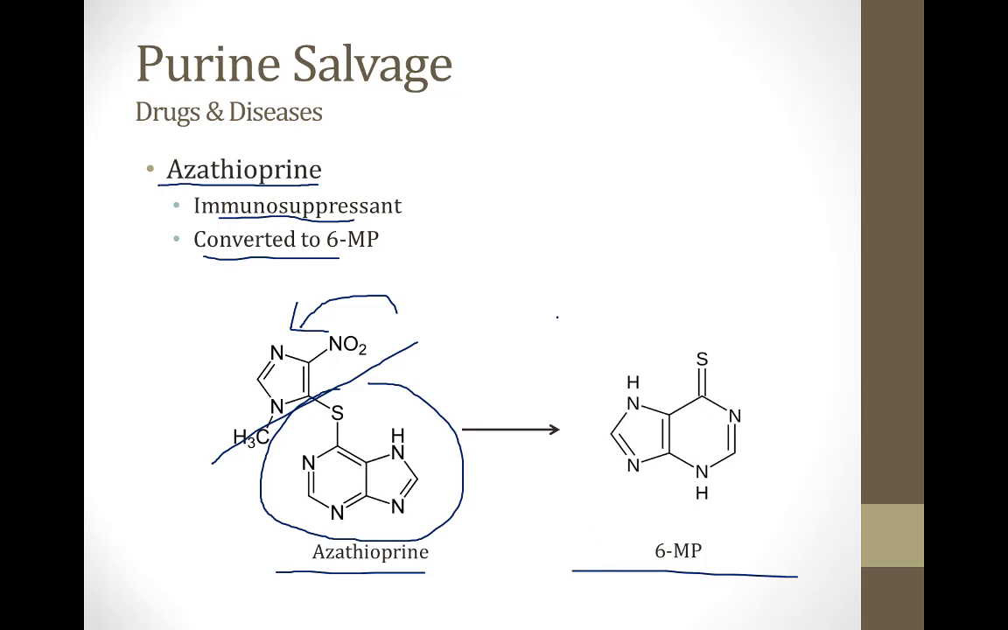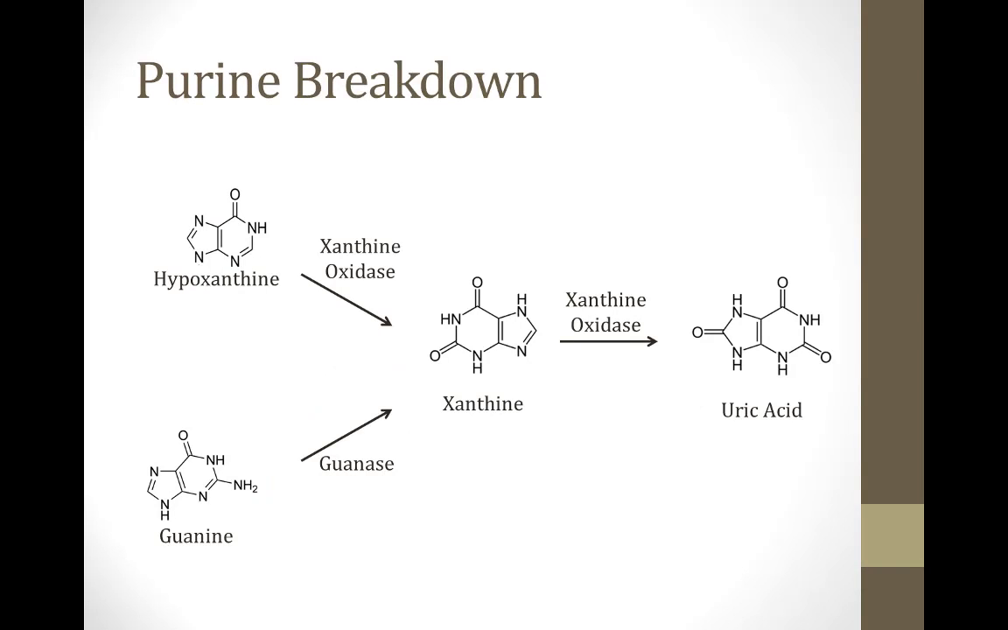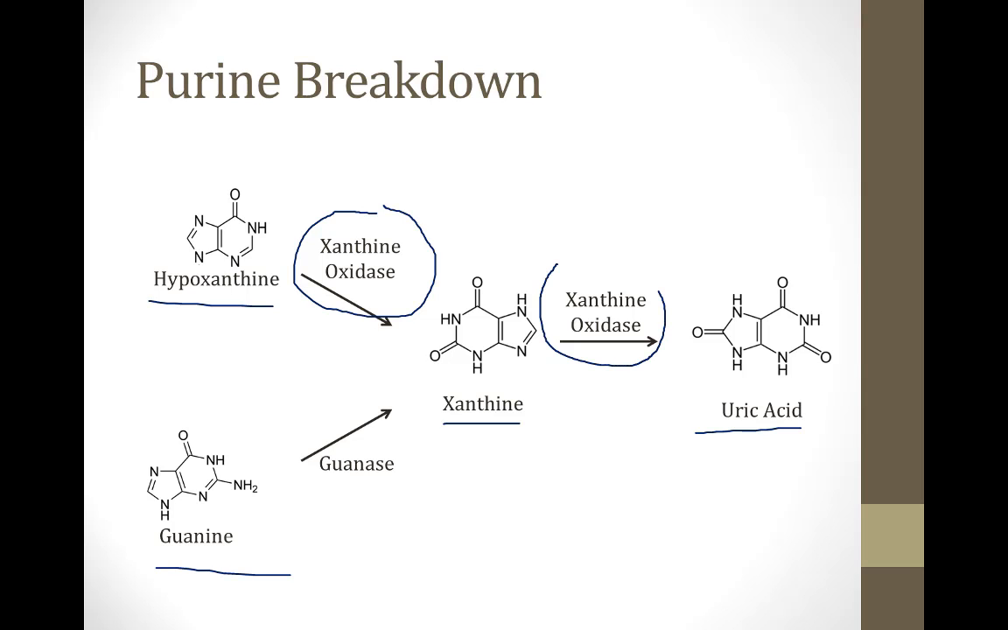So as I mentioned before, purines can be salvaged, but they can also be broken down into uric acid and excreted from the body. So let's talk about how that occurs. The two purines, hypoxanthine and guanine, are broken down into xanthine and then converted to uric acid for excretion by the kidneys. The enzyme xanthine oxidase will break down hypoxanthine into xanthine, and then it will also convert xanthine into uric acid. Guanine has its own enzyme called guanase that converts it to xanthine, but once it becomes xanthine, it is converted to uric acid by the same process as hypoxanthine via the enzyme xanthine oxidase.